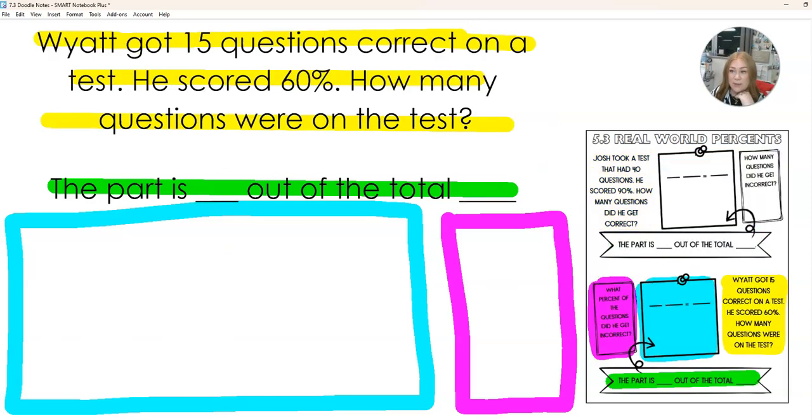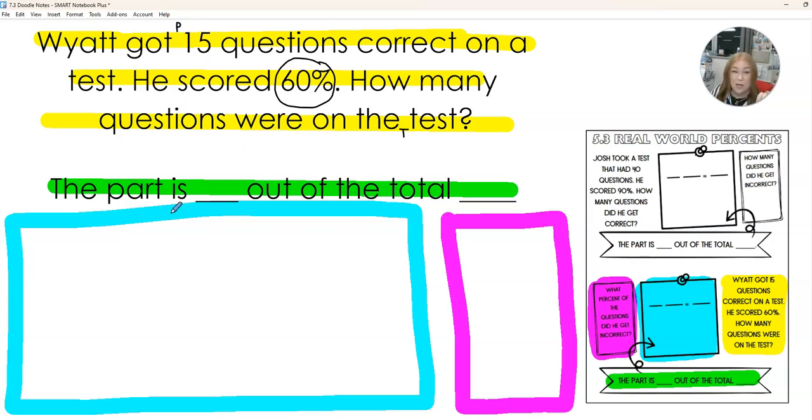All right, let's try another one. Wyatt got 15 questions correct on a test. He scored 60%. How many questions were on the test? So we're going to break up our question. Always look right. I know this: 60 out of 100. There's my percent. He got 15 questions correct, so that's the part he has. And it wants to know the questions on the total test. So we're looking for the total.